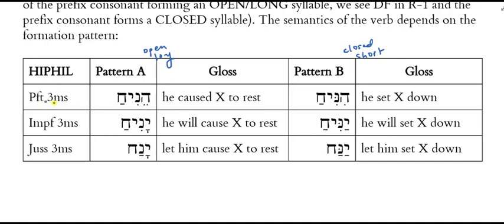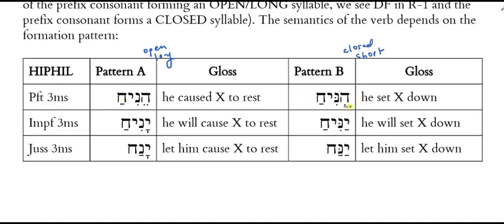I have for the Hifil Perfect 3MS with pattern A, it's hey niach. The prefix hey of the Hifil Perfect, the I-class vowel, which has to be, if it's long, the long I-class vowel, which is sere. And then the kirik yod in the middle gets a furtive pathak under the chet because it's a 3 guttural. So hey niach, which means he caused X to rest. Let's compare that with hin niach. Hin niach. The back part is the same. Kirik yod with the furtive pathak.